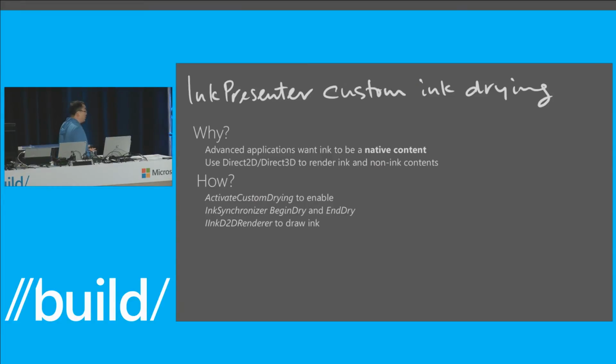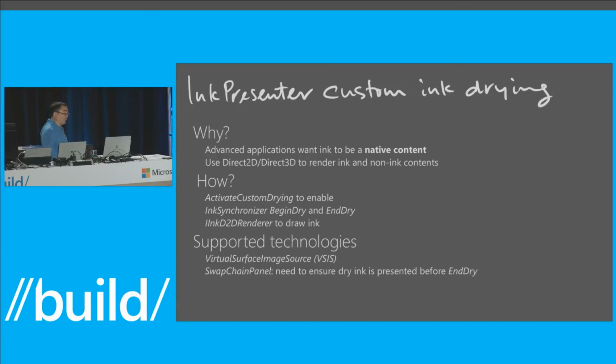So in custom drawing mode, I talked about in last year's Build how to make sure the wet and dry ink synchronize well. There is a complex ink sample that shows you how to do that. And also last year, I talked about how to dry the ink to a virtual surface image source, which is the mode the Universal Windows Platform version of OneNote actually uses.